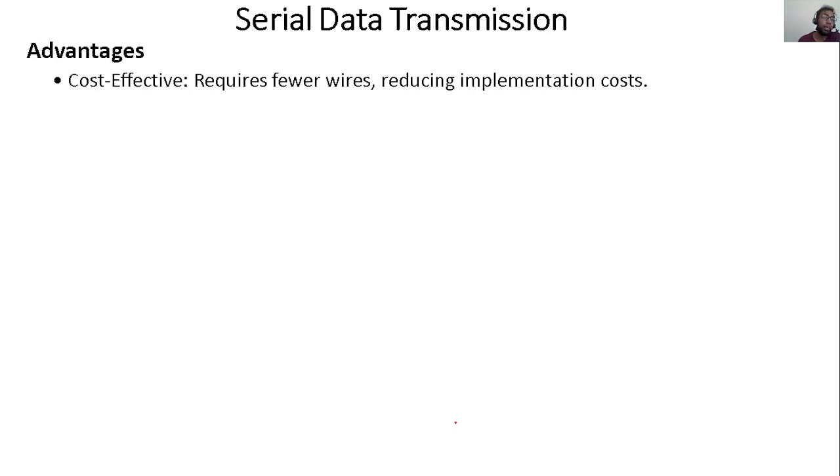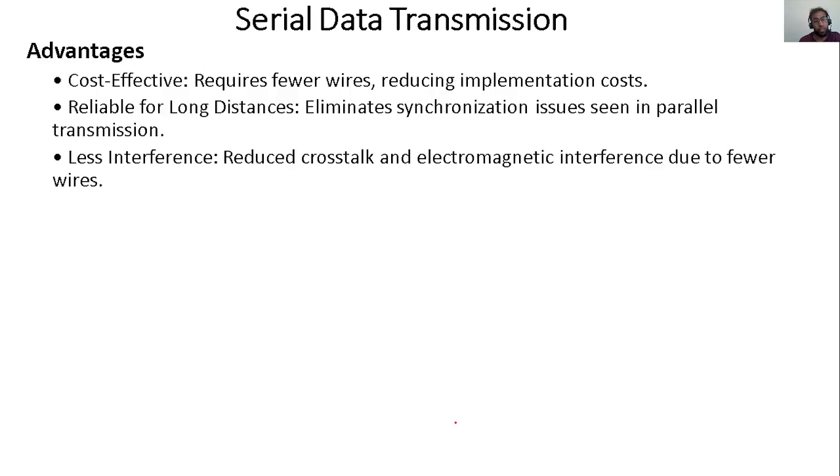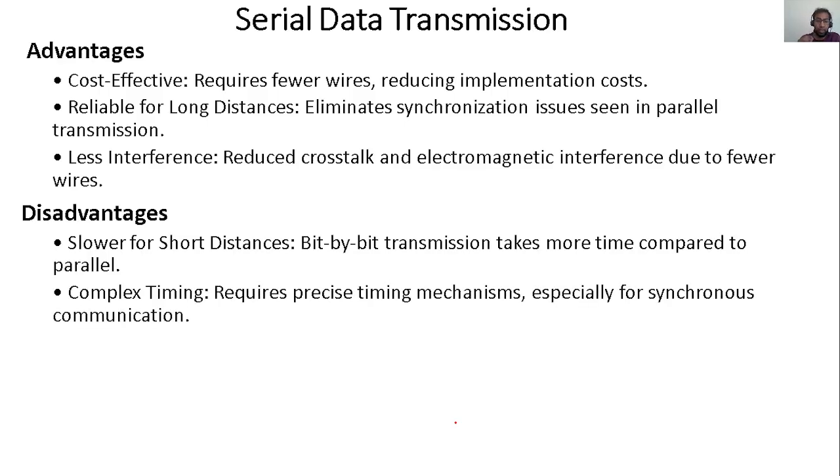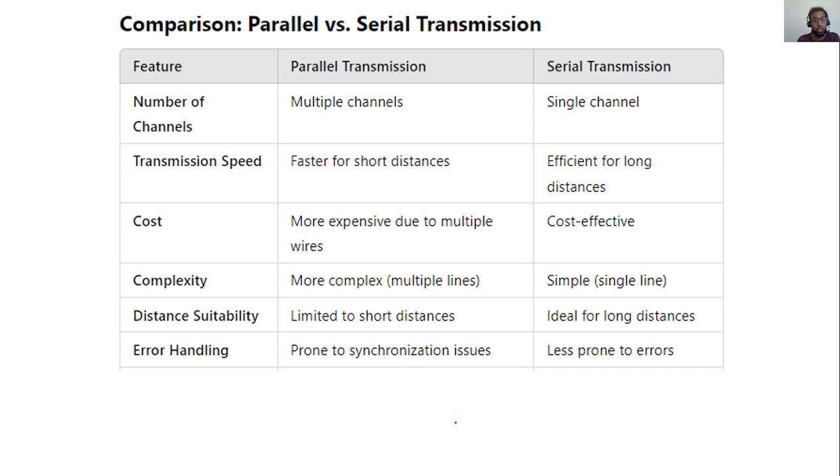Now, whereas serial can be used for long distances, cost effective, reliable for long distances because it doesn't skew the data, and less interference, reduced crosstalk and electromagnetic interference due to fewer wires. As wires are fewer, this is why there is a very low chance of electromagnetic interference. Slower for short distances and complex timing, meaning it requires a precise timing mechanism, especially for synchronous communication.